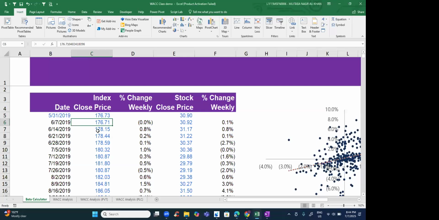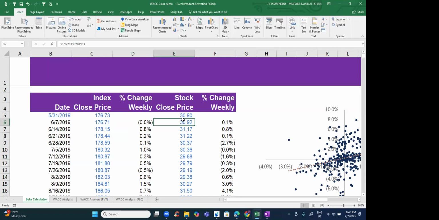This is a weekly movement. If you look at it, 7 June, 14 June, 21 June, 28 June, 5 July, weekly movement. You can also take daily movement, it's up to you. Index close price. So what is this? This is the percentage change of the index: closing minus opening divided by opening.